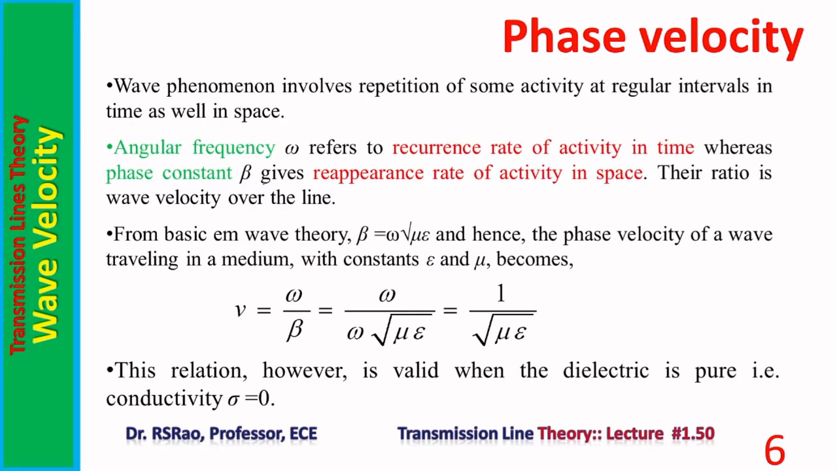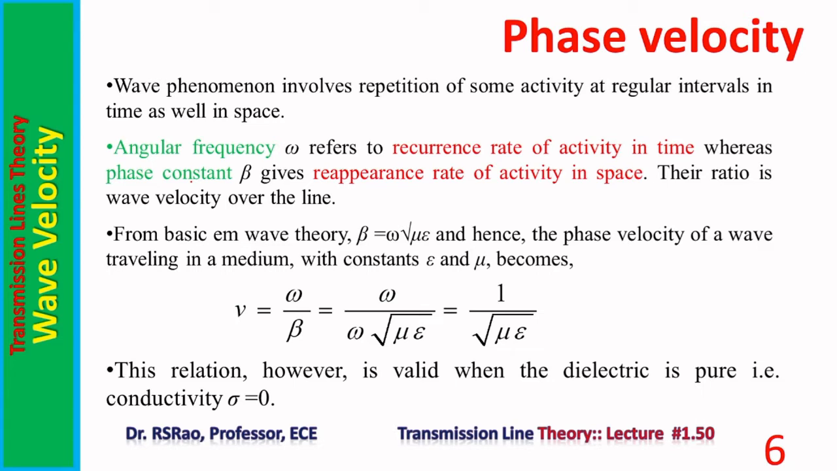Wave phenomena involve repetition of some activity. This is the definition of a wave. A wave, remember, in general involves two repetitions: repetition in time and repetition in space. Of course, these two repetitions are connected. Angular frequency refers to the recurrence rate of activity in time, whereas phase constant beta gives the reappearance rate of activity in space. Their ratio is the wave velocity.